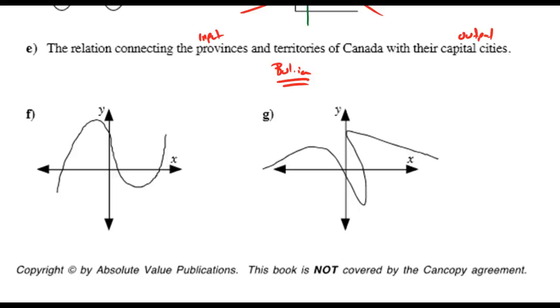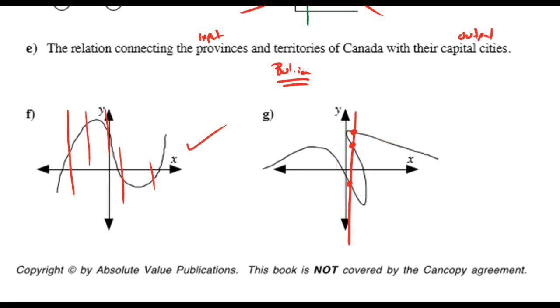Let's look at these ones here. If I do my vertical line test, I can see that for every input, there's only one output. So this is definitely going to be a function. On the other hand, here I have a problem, because if I do a vertical line test, I hit the graph multiple times, and that is not allowed. So that violates the vertical line test, and this is not a function.